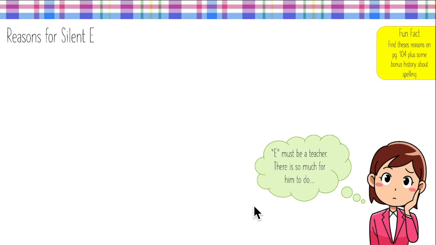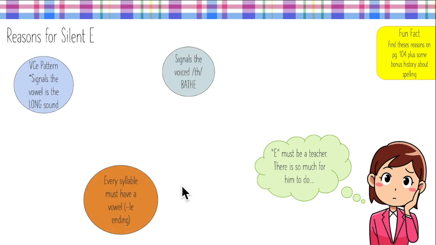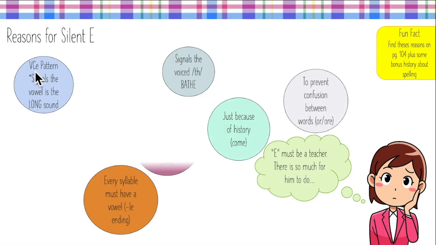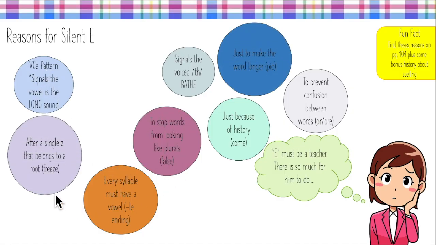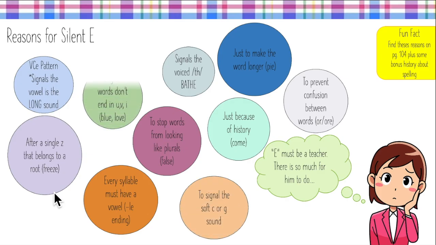Here are a few. It signals when you're going to have a voiced TH. It is the core helper of a vowel-consonant-E pattern. It's there to stop words from looking like plurals, like "false." E is also there to protect a Z that doesn't belong to the root. It's there to prevent a U or a V from being at the end. It's there to be part of a syllable. It's to signal a soft G or soft C. It's because of history, like in "come."